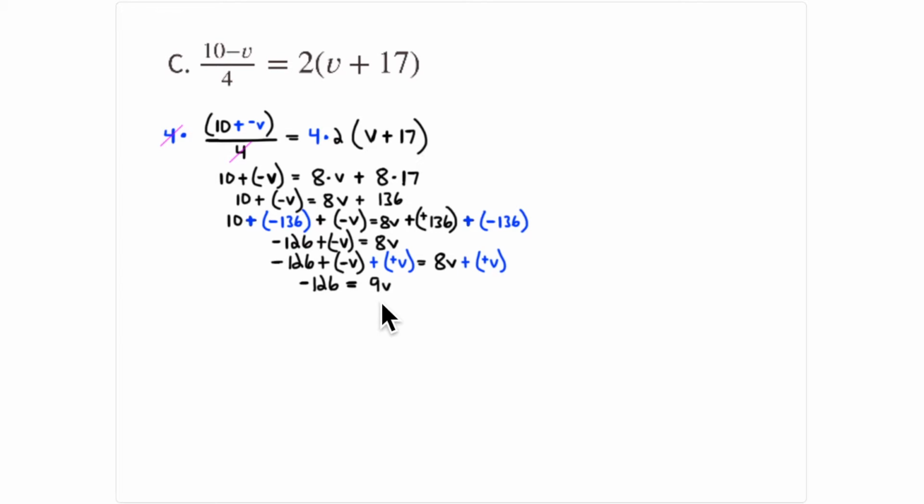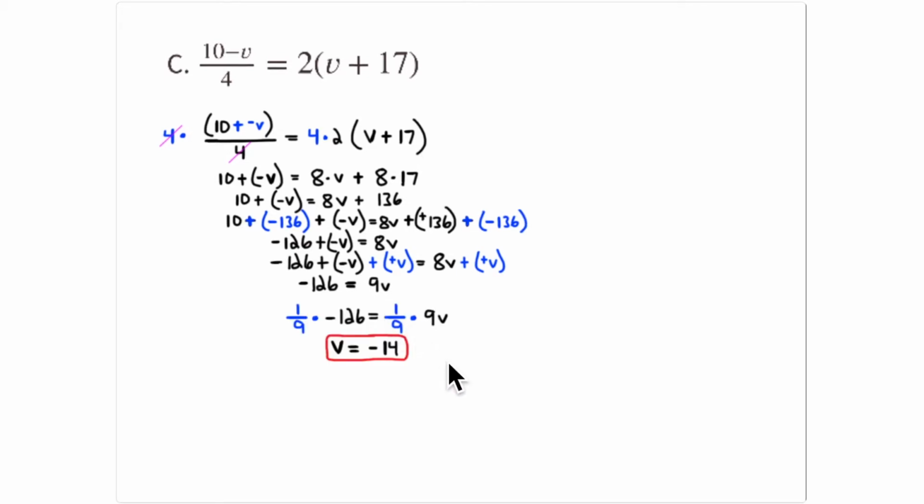And to get rid of this coefficient, you multiply by the multiplicative inverse, which is 1/9. So 1/9 times 9 is 1. So you're left with v equals a negative 14. I switched these over the equal sign. So this v equals negative 14. Negative 126 divided by 9, or 1/9 of a negative 126, is negative 14.